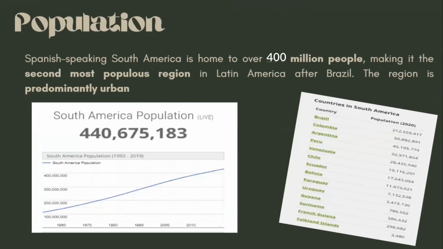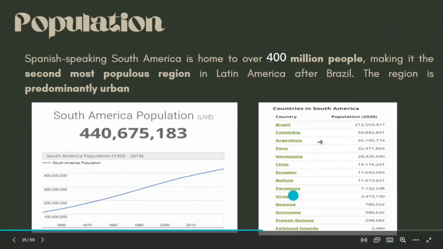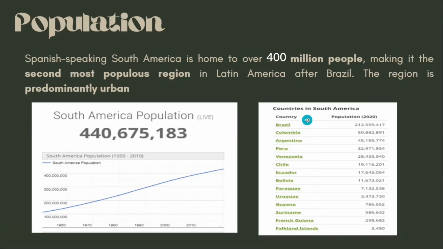Okay, first let's tackle its population. Spanish speaking South America is home to around 400 million people, making it the second most populous region in Latin America after Brazil. The region is predominantly urban, with the majority of the population living in cities like Lima and Santiago. As you can see here, these are the countries in South America. In terms of population, the first is Brazil, followed by Colombia, Argentina, and others.